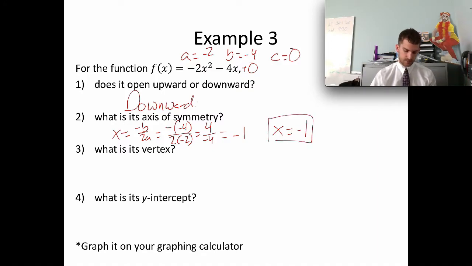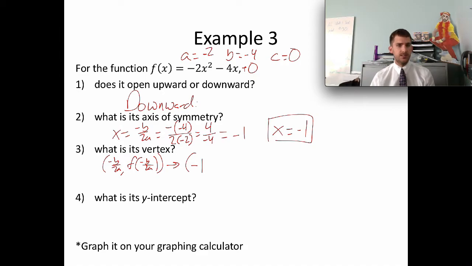The vertex, again, is negative b over 2a, comma, f of negative b over 2a. We already know the first coordinate is negative 1. We just got that from the axis of symmetry. So again, the x coordinate of your vertex is the same value as you got from the axis of symmetry. If it's x equals negative 1, the x value of your vertex is negative 1.